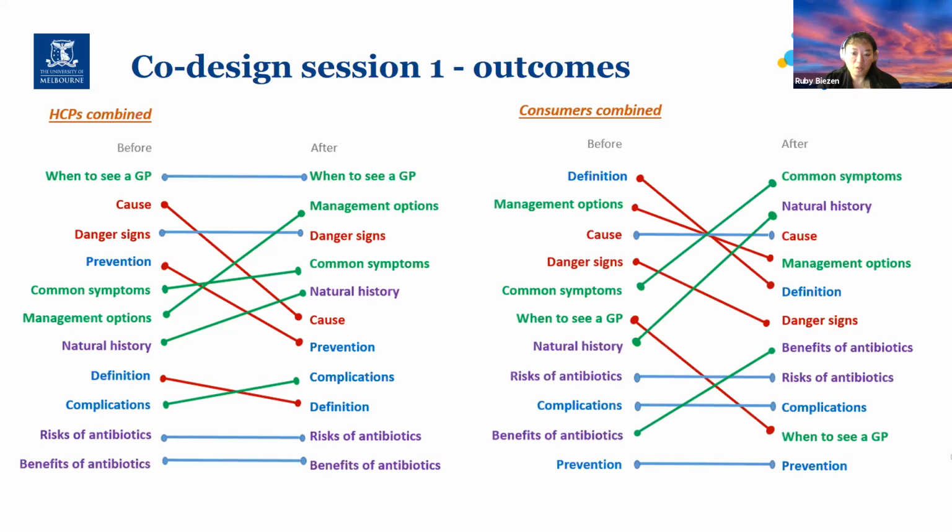If you have a look at the 6 consumers that we asked, before we asked them to critique the information sheets, definition of the disease and the management options were the most important. However, after we critiqued the information sheets, they both became a lot less important, and the common symptoms and the natural history became more important to them. However, prevention was still last, the least important, before and after.